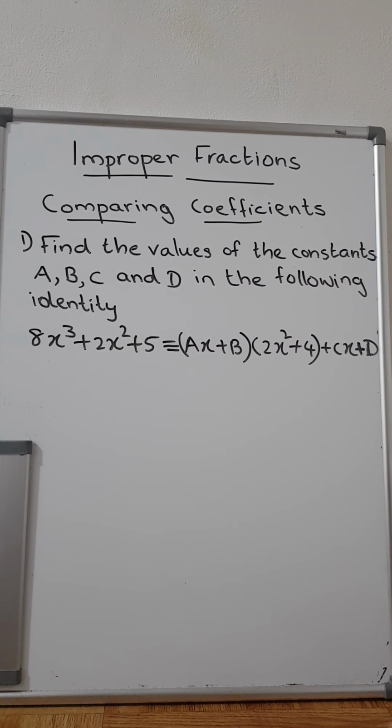Here we are comparing coefficients to find the unknowns. See the first question. Find the values of the constants a, b, c and d in the following identity. 8x cubed plus 2x squared plus 5 is equal to (ax plus b) times (2x squared plus 4) plus cx plus d.